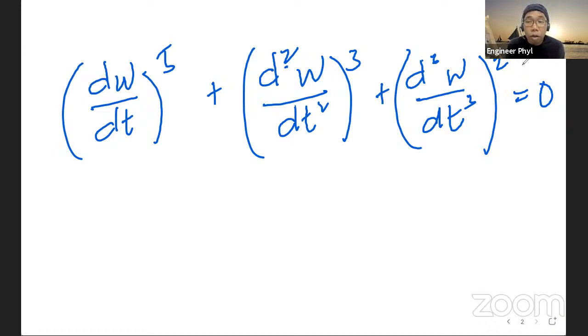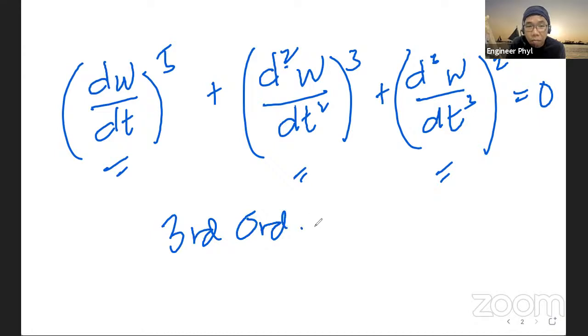To find the order, you must look at the highest derivative in the equation. So we have the first derivative, second derivative, and third derivative. Since the third term contains the highest derivative, which is the third derivative, the order is third order. Now for the degree, the degree is the exponent of the highest derivative appearing in the equation. So you cannot say that it is fifth degree.